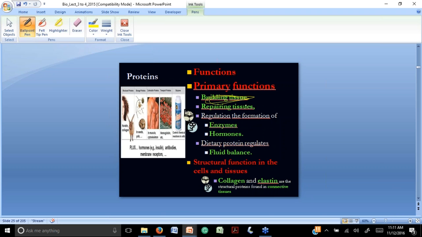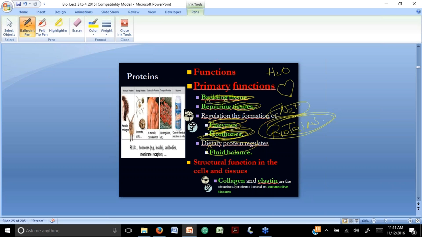Building tissue, repair tissue. We have enzymes, hormones, enzymes. And they are going to control the fluid balance. Why? Because water is going to love what? Sodium for one side, and they love proteins. So proteins are always going to pull water, same as sodium.